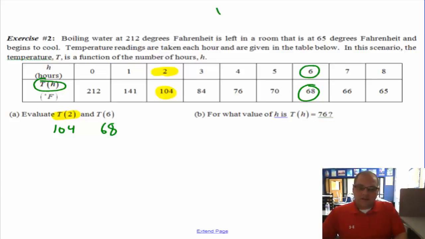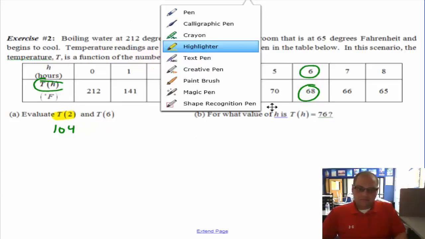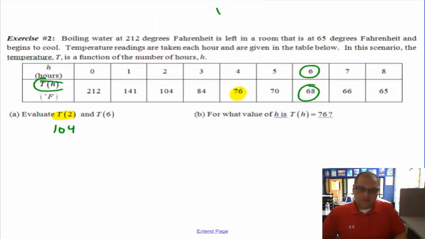Well, where does t of h equal 76? Right here. Okay? T of h equals 76 right here. So, what is the value of h? The value of h would be 4. So h equals 4. That's it.